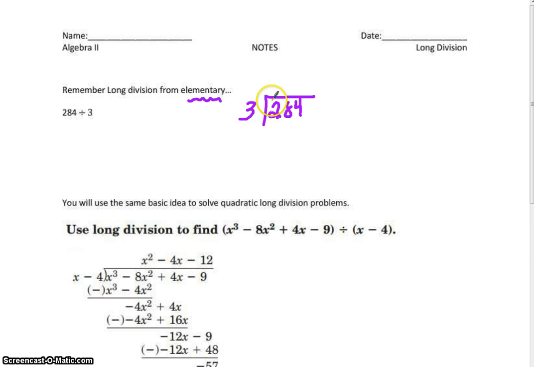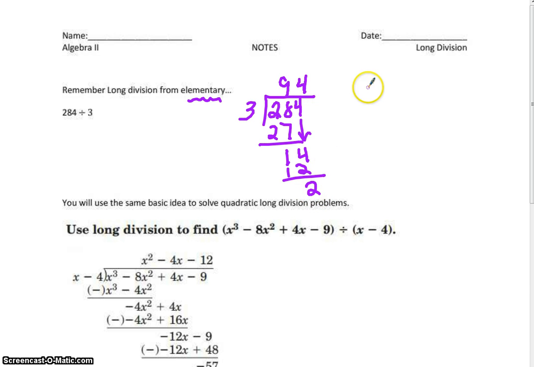And you would say, how many times will 3 go into 2? It won't. So how many times will 3 go into 28? 9. 9 times 3 is 27. And then we subtracted. 28 minus 27 is 1. And we would bring down our 4. How many times will 3 go into 14? It's 4. And so 4 times 3 is 12. And 14 minus 12 is 2. And we called that a remainder.